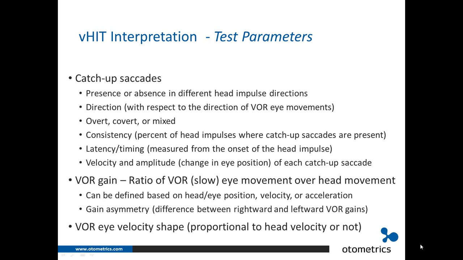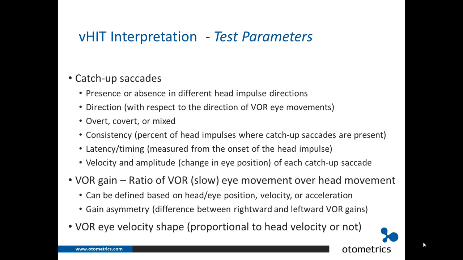The second test parameter is the VOR gain, which is defined as the ratio of VOR or slow eye movements to head movements. VOR gain can be calculated based on the head and eye velocities, positions, or accelerations. As we will see, it makes a difference which method is used. A related parameter is the gain asymmetry, which is defined as the difference between rightward and leftward VOR gains.